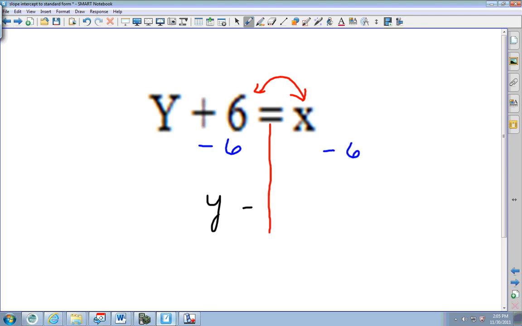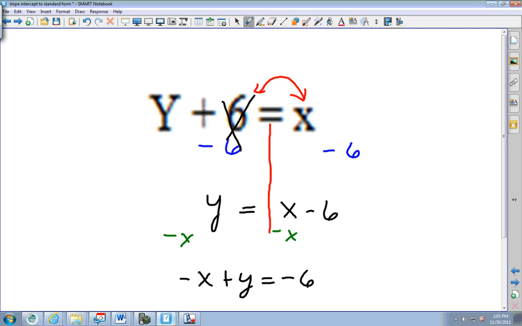I get y equals x minus 6. Now what we actually did was move it into slope-intercept form. That's slope-intercept form. Now to move it to standard form, I need to move the x over here to the left. So it's a positive x, and I'm going to subtract x from each side, and I get minus x plus y equals negative 6. Now that right there is in standard form, because the x and y are on the same side.